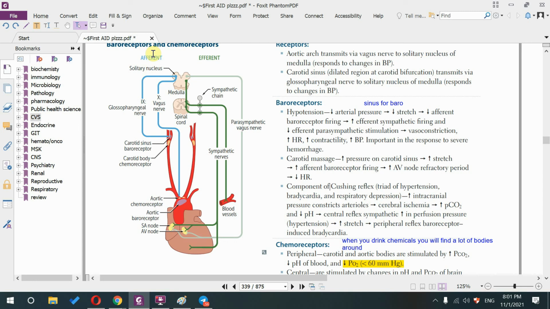And there is one more thing. There will be high intracranial pressure, which is the cause of this triad, and it constricts the arterioles. When the brain feels constriction of the arterioles going into it, there will be cerebral ischemia, and the brain will be like, I'm dying, and then it will start secreting a lot of CO2, and there will be a state of acidosis inside of the brain because the processes of apoptosis and necrosis will start to occur. Super serious. That will make the central reflex sympathetic increase the perfusion pressure.